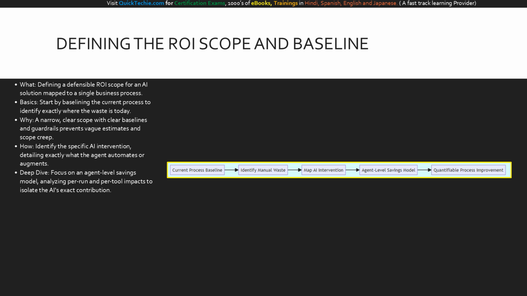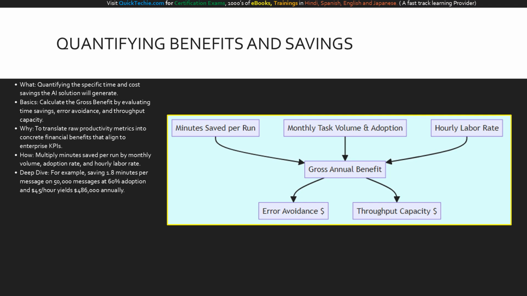On slide 3, we tackle quantifying benefits and savings. What is our goal here? We are actively quantifying the specific time and cost savings the AI solution will generate. The basics of this step involve calculating the gross benefit, which is a combination of direct time savings, financial savings from error avoidance, and increases in throughput capacity.